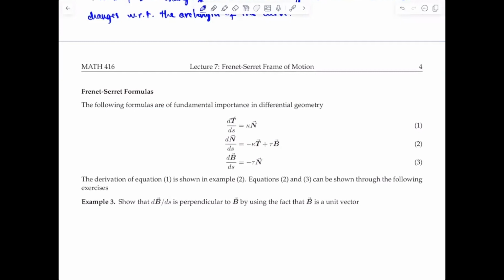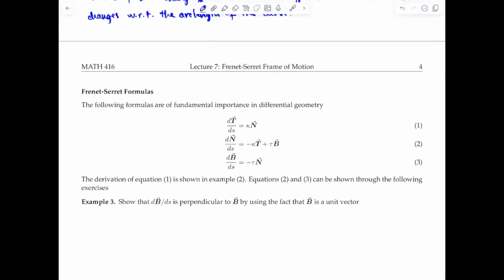And this is kind of like the very basic information about differential geometry, that you can track the motions of a certain particle along the curve using the unit tangent vector, unit normal vector, and unit binormal vector through these three equations. All right, so the first equation, you already saw that earlier. That tells you the relationship between the unit tangent vector and the unit normal vector through the curvature.